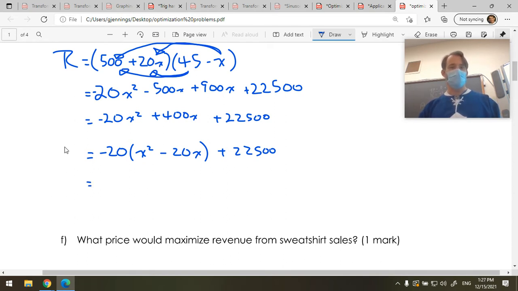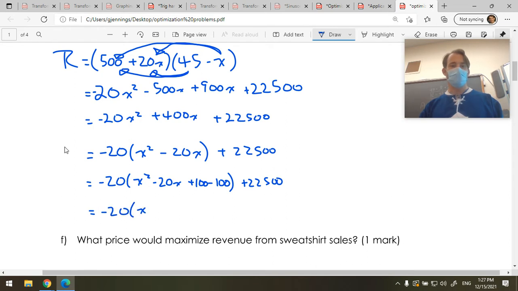So this is equal to negative 20 times x squared minus 20x plus 100 minus 100 plus 22,500, which equals negative 20 times x minus 10 squared. That's this. x minus 10 squared. And there's your answer. Positive 10 is your answer. Increase the price 10 times.